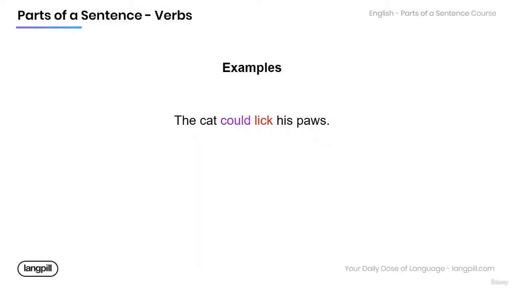Okay, here we have the cat could lick his paws. And if you remember, could is one of those verbs we call the modal verb, and lick is our main verb. Here we have exercises, okay? These are for you to do first. So take what we learned in this lesson, read the sentence, and figure out if you see a verb, okay, if you can identify what type of verb it is, go ahead and pause the video.